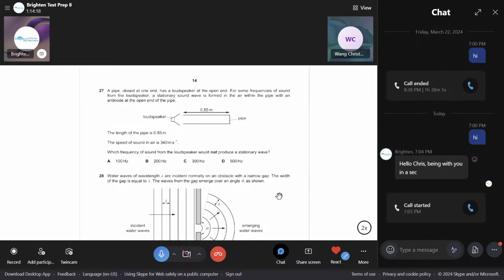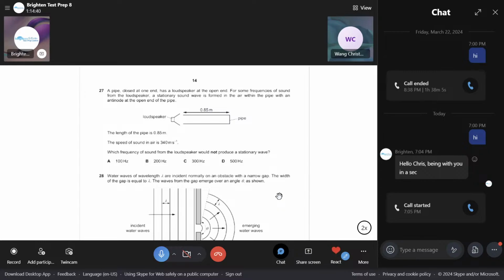To jump by 200, yeah, right. Because it also says which frequency would not produce a stationary wave. So that means, could 100 produce a stationary wave? Yes. Could 300 produce a stationary wave? Yes. Could 500 produce a stationary wave? In that example, yes, of course, it could as well be, say, 300, 500, 700, or whatever.